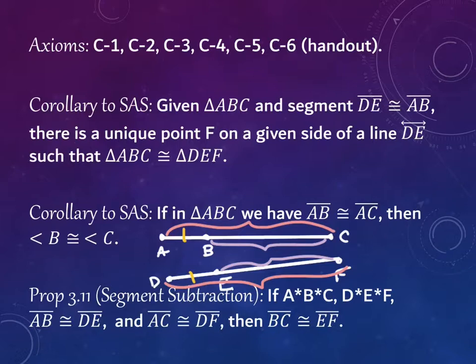Segment subtraction. And the proof for that would be directly related to looking at the segment addition one that we had in the axioms and talking about that from that perspective.